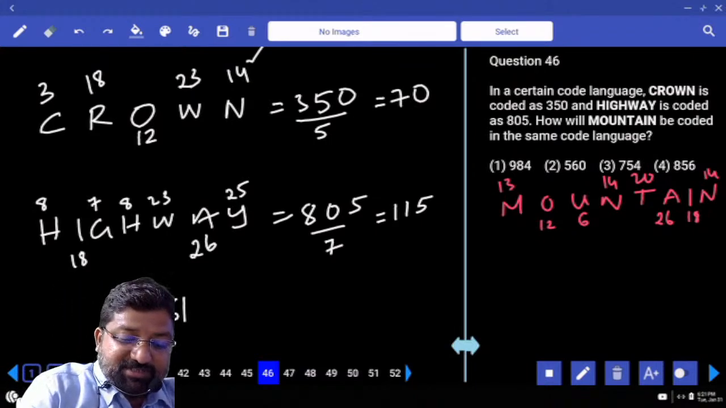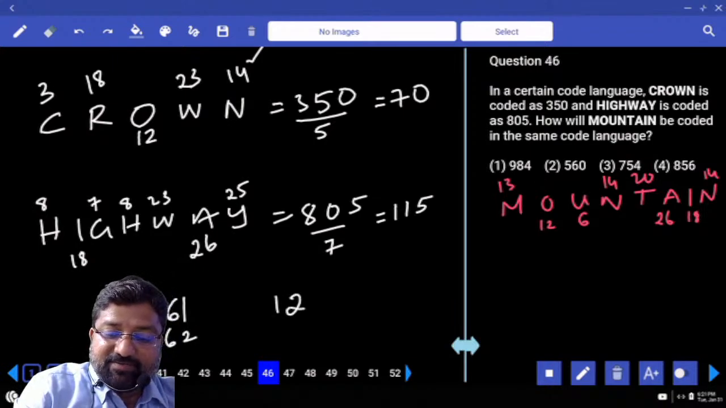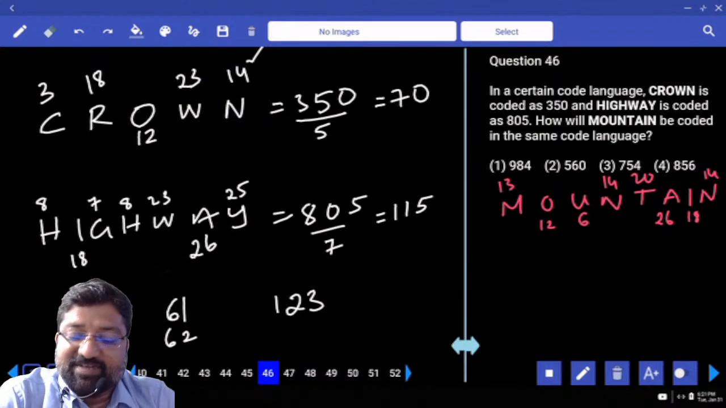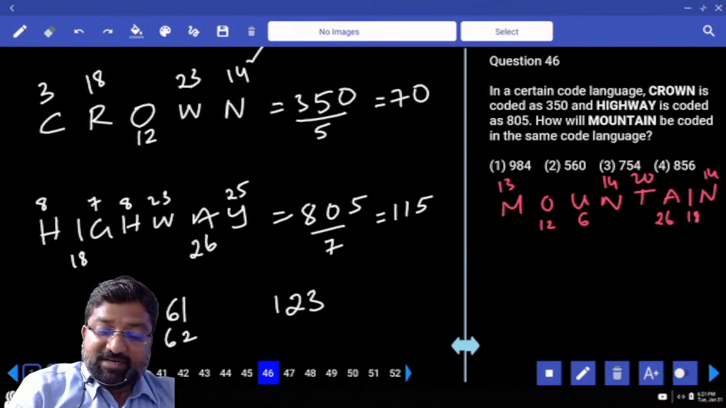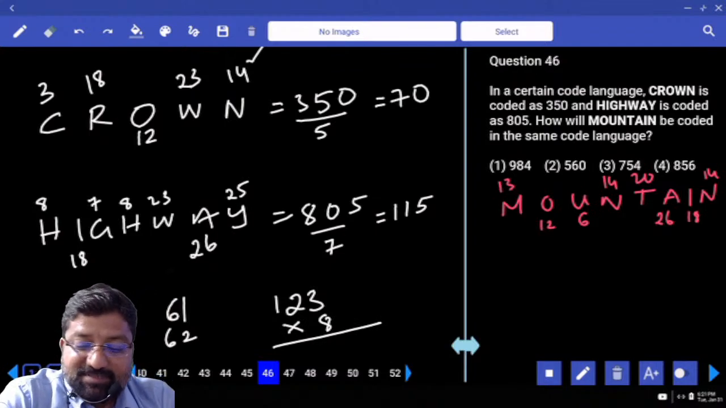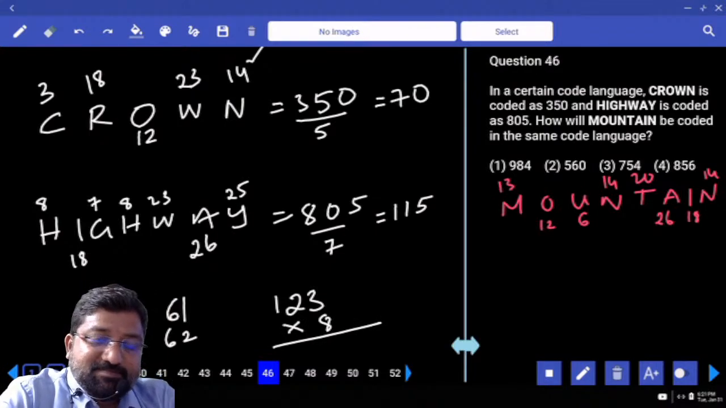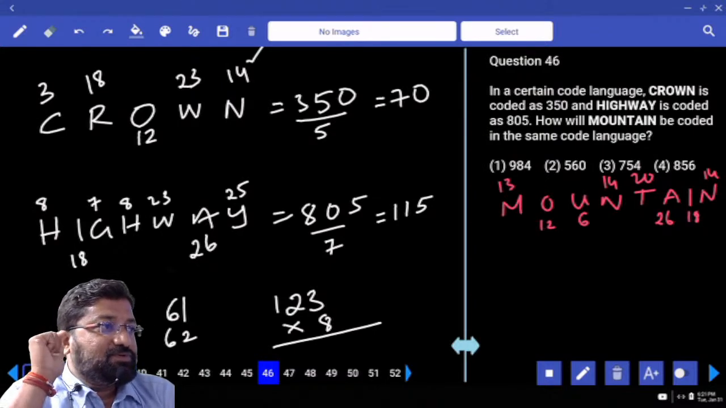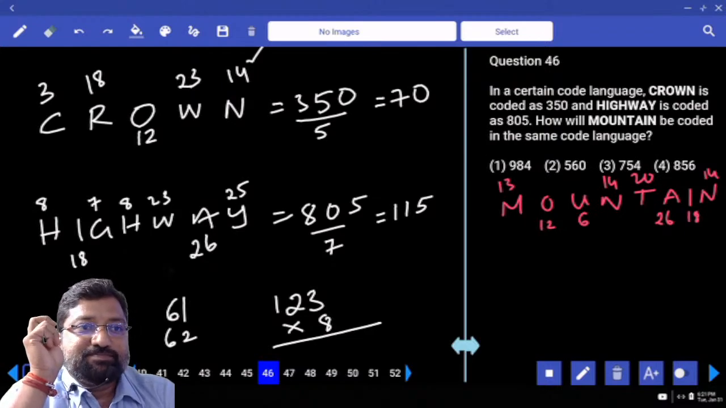ఎంతమ్మా? 62. 62 అంటే 61 + 62 = 123. నెంబర్ ఆఫ్ లెటర్స్ చెప్పు. 1 2 3 4 5 6 7 8. 123 into 8. చెప్పండమ్మా. 984. 984. అర్థమవుతుందా? Yes or no?